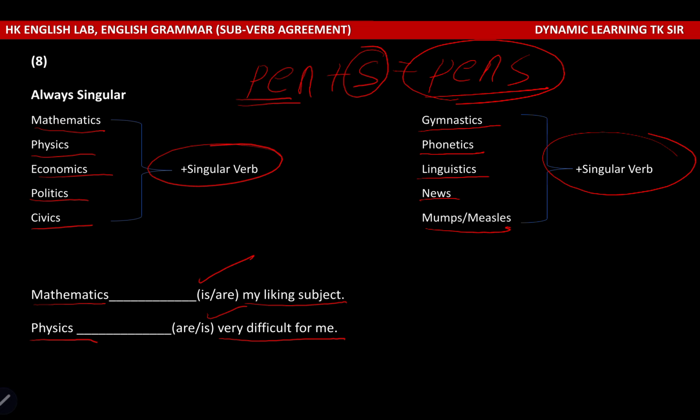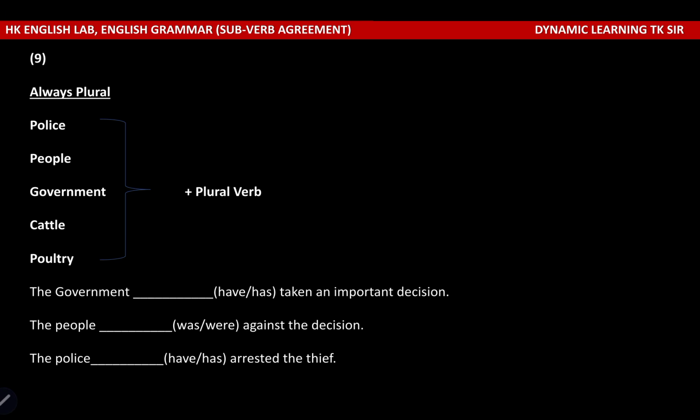Okay. Next, we'll move ahead to number 9. Look here. I have told you that some nouns, when they have s or es or ies, become plural. But here I have taken some nouns that do not have s, es, or ies at their ending.